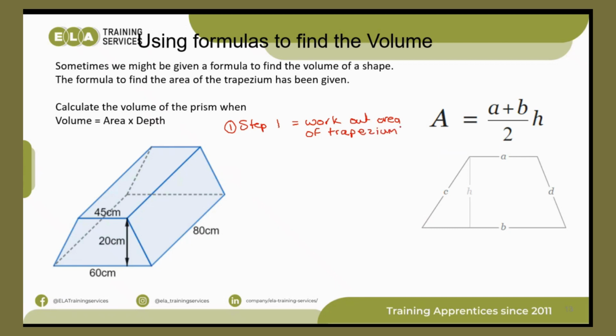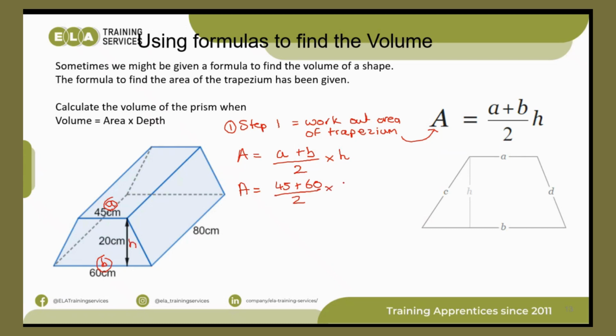And we do that by following this and our little diagram. So we know the area equals A plus B divided by 2 and multiplied by H. So area equals A. So where is A on our shape? Well, that's 45, so that's our A. Where's B? Well, that's the bottom, so that's 60. So we're going to do 45 add 60 divided by 2 times by our height.